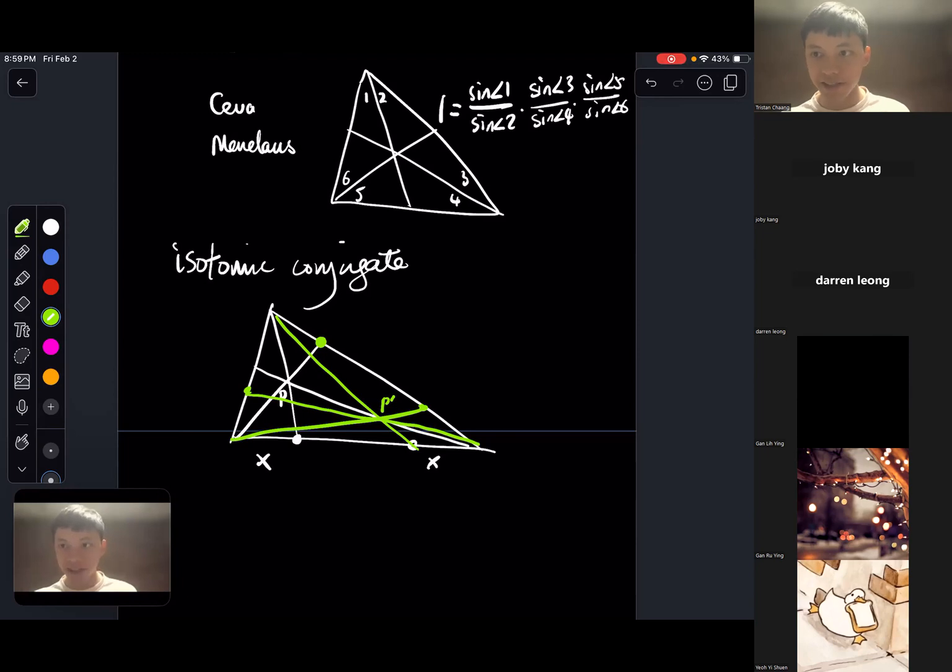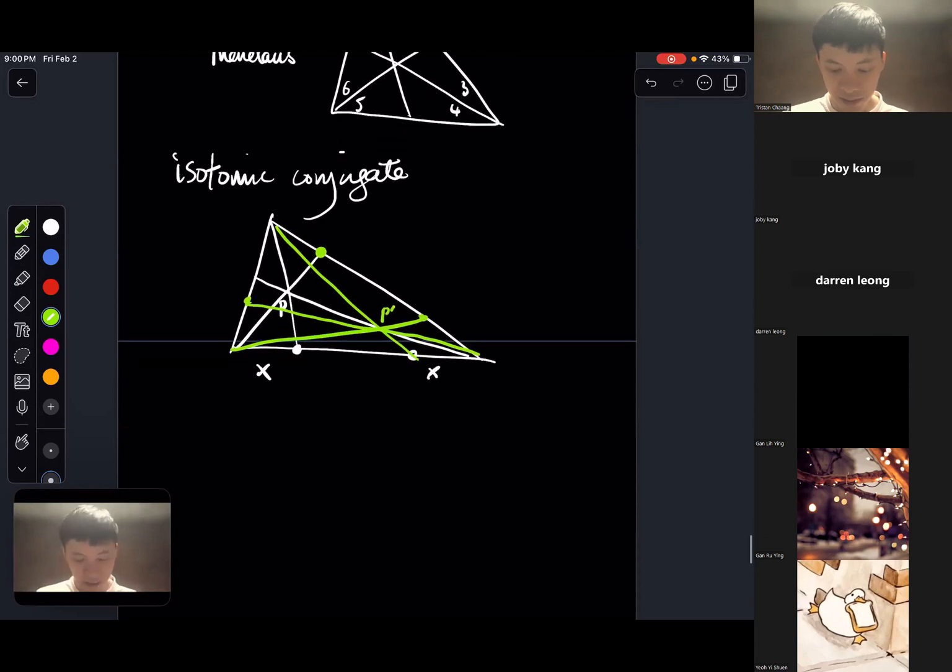And why does this exist? Now we use the regular form of Ceva, the length Ceva relation. If P exists, we have the length Ceva relation. Now you're flipping the lengths, so Ceva's relation still holds, and then you can get back and say P prime exists. So these are isotomic conjugates. Okay, let's just stop here.